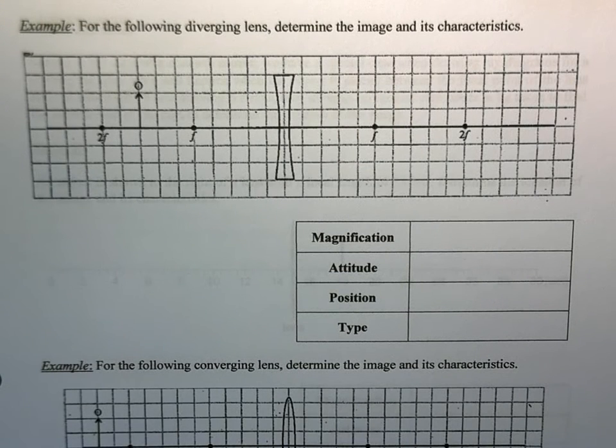So we have the following diverging lens. We want to determine the image and its characteristics. So I have this object, and I want to see where the image is formed. Now, we know for a diverging lens, it's always going to produce an upright image, we know it's going to be erect, and we know it's going to be virtual. Let's see how we can find this with our ray diagram.